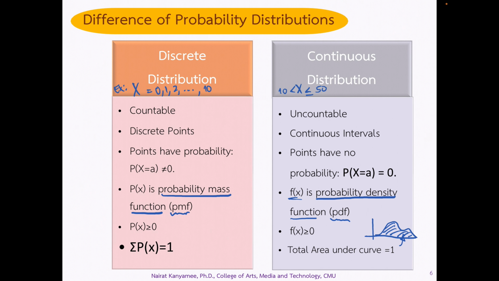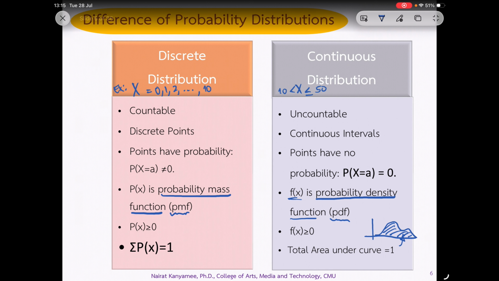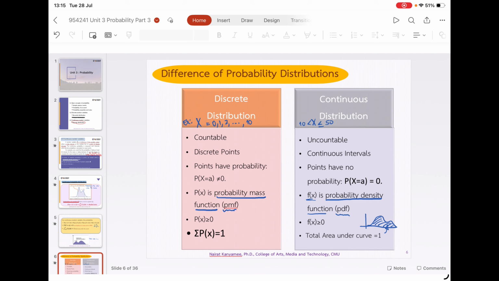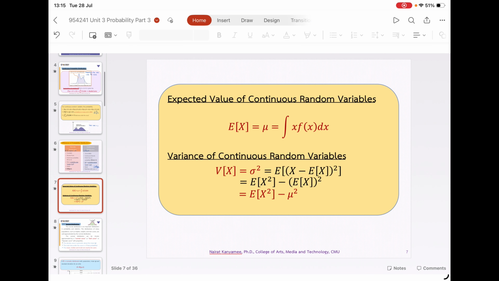Now to find the next expected value. Oops, it doesn't go. How come it doesn't go? What happened? Keep it in ink. Okay.